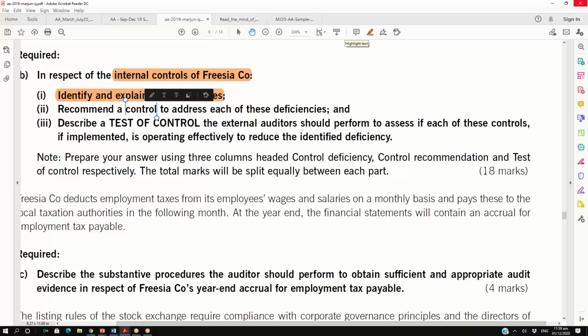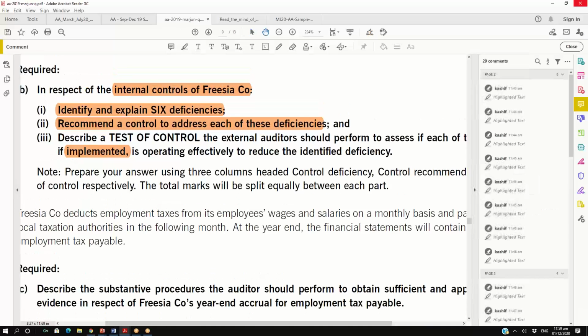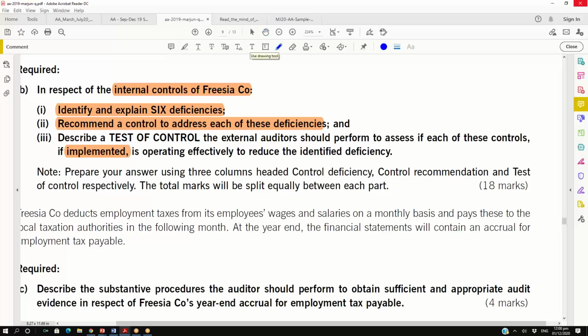Number 2, you need to recommend a control to address the deficiency. And number 3, describe a test of controls the external auditor should perform to assess if the controls, if implemented, are operating effectively. So in number 2 you are recommending the controls, and in number 3 you are assuming that if the management implements the control you recommended, what test of controls will you perform to assure that it's operating effectively?